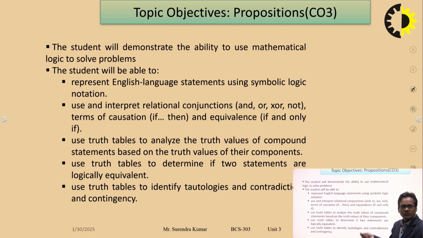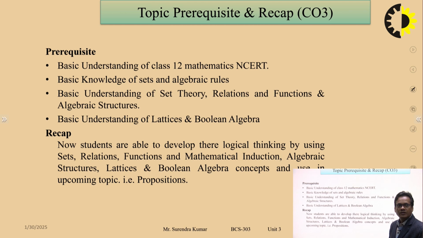With this we use truth tables to analyze the truth values of compound statements based on the truth values of the components. Use truth tables to determine if two statements are logically equivalent. Again use truth tables to identify tautology, contradiction and contingency. So this is the roadmap and the outcome of this topic. Prerequisite, as usual, is some knowledge about set theory, relations and functions.